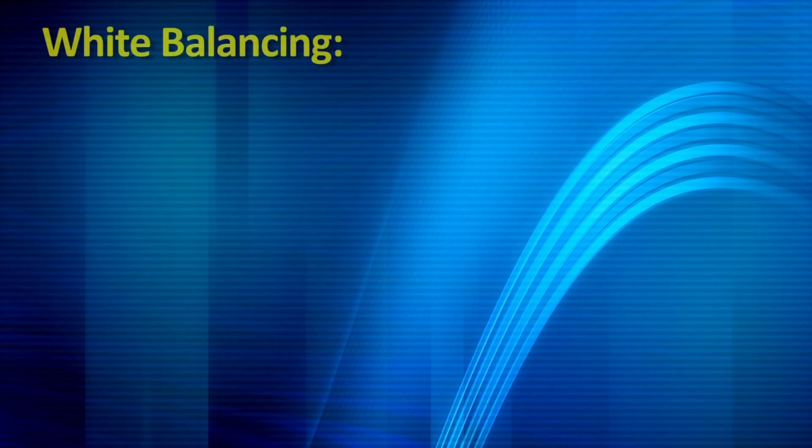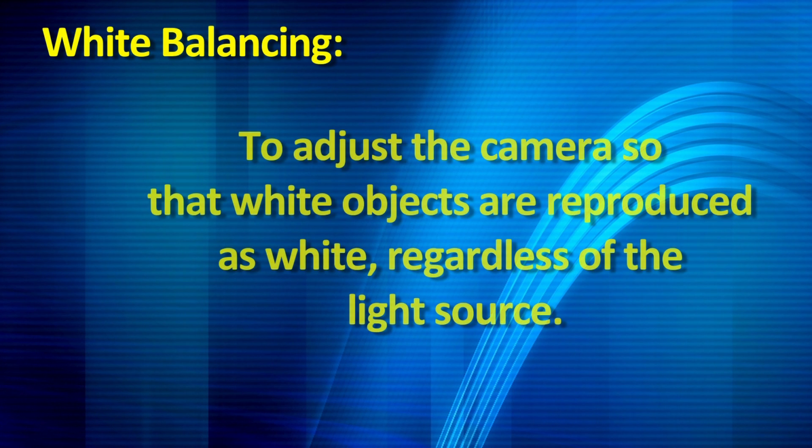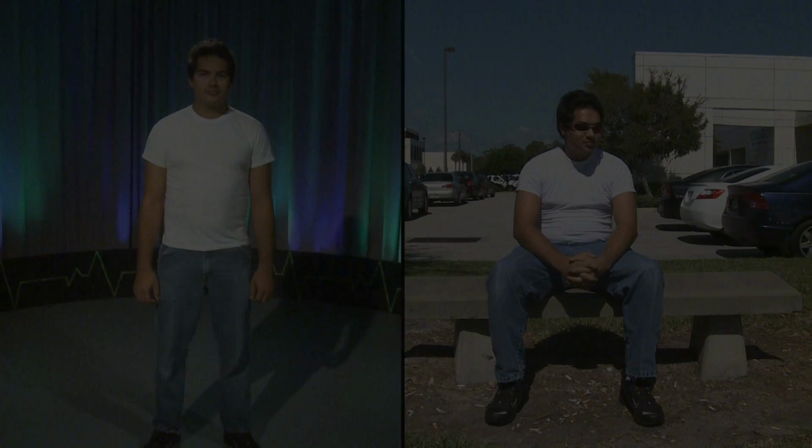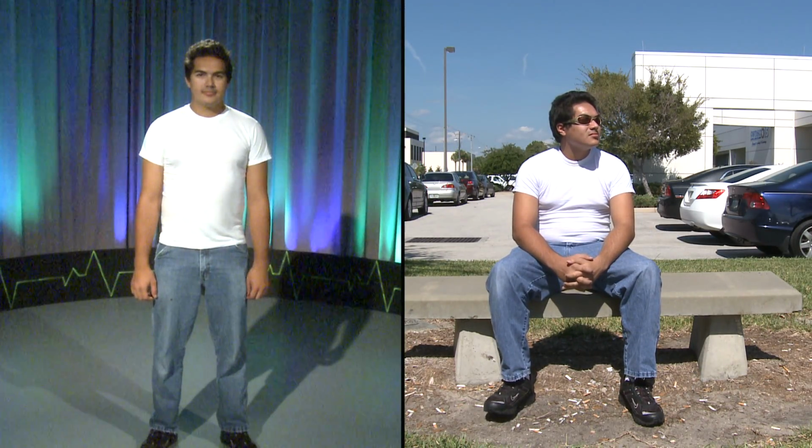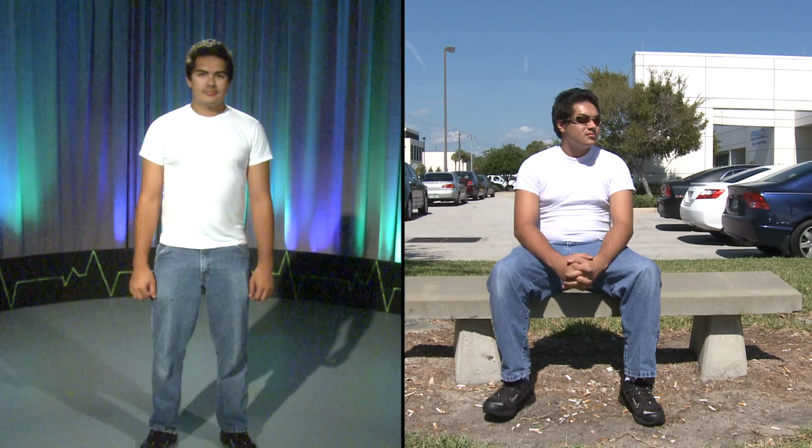White balancing refers to adjusting the camera so that a white object is reproduced as white, regardless if it's illuminated by a bluish or reddish light source. If someone is wearing a white shirt, the shirt should look the same whether you are shooting outdoors or indoors.